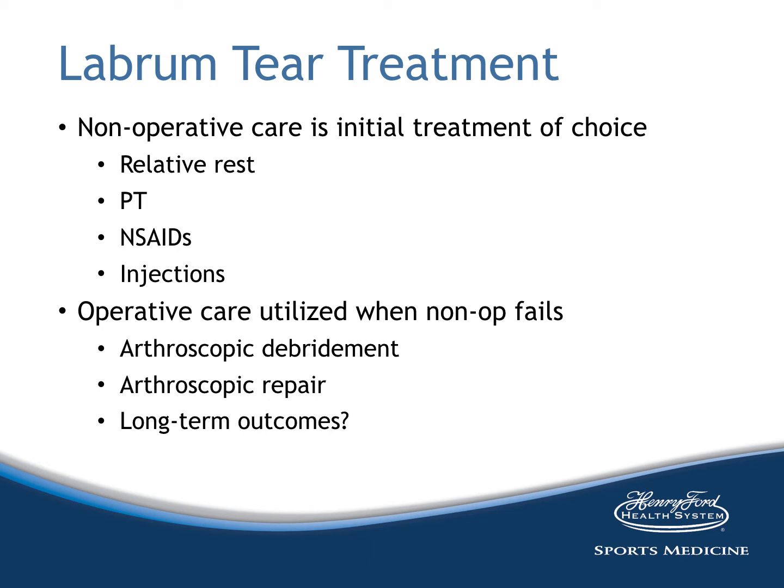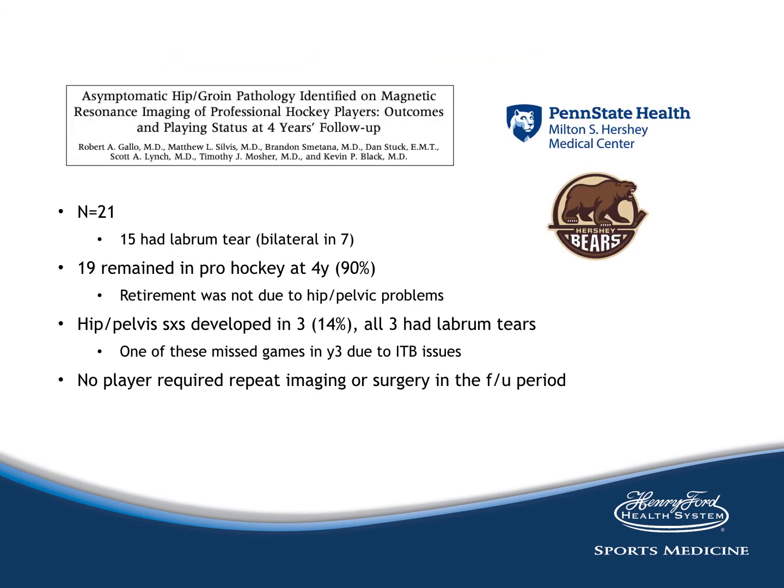Let's look at a study that described asymptomatic hip and groin pathology identified by MRI in professional hockey players and the outcomes and playing status at a 4-year follow-up period. This was done out of Penn State University using the Hershey Bears hockey team. 21 athletes were identified as being asymptomatic AHL players on an active roster. Both hips were examined. 15 of the players had a labrum tear, and it was bilateral in 7 of these players. Only 4 players showed no pathology.